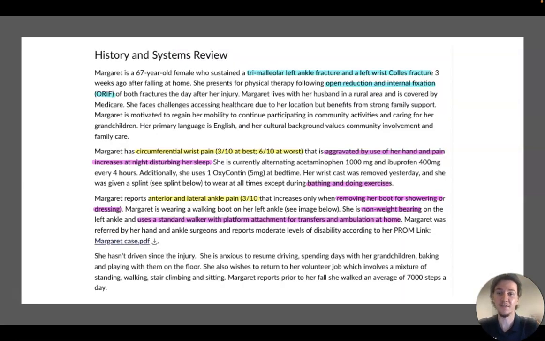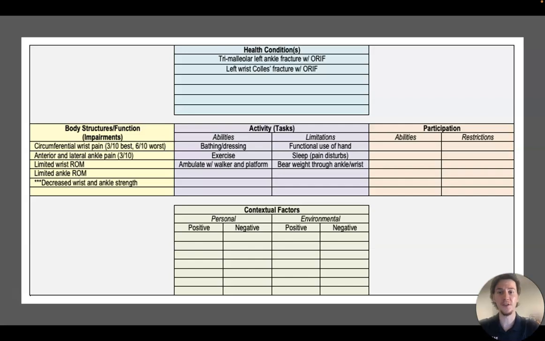Next, we have her activities, her ability, and her limitations with those activities. So I'll go into a little bit more of the detail behind these on this next slide. So she's able to bathe and dress. The surgeon's orders are that she can take her splint off, and she can shower, she can dress. So that's an activity ability. She's able to exercise, which was also in the surgeon's orders. She's able to partake in the therapy we're doing, but the activity of that therapy would be the actual exercise.